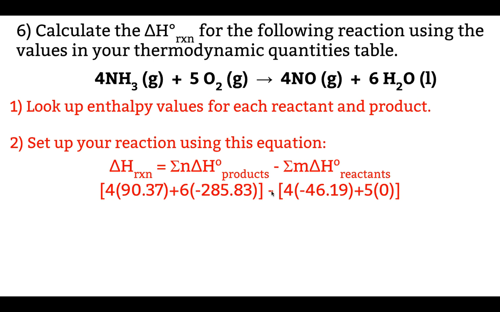And then we're going to subtract out the reactants. So we've got 4 of the NH3 gas plus 5 of oxygen. And oxygen is an element, so that's going to be a value of 0.